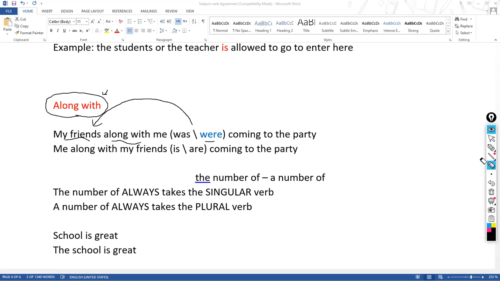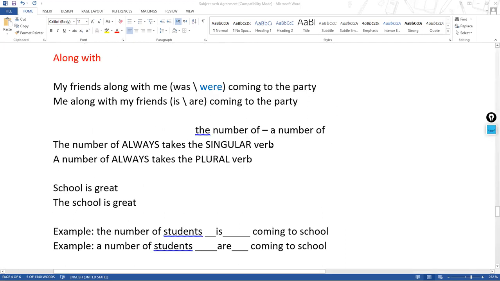Singular. So, what shall I say? Me, along with my friends, is or are coming to the party? Is. Exactly. So, please, they are extremely confusing. Some students don't differentiate between along with, either or, please, because if you don't differentiate between them, you will commit a horrible mistake.